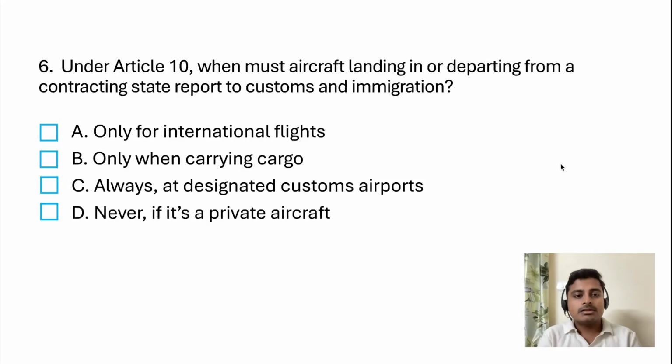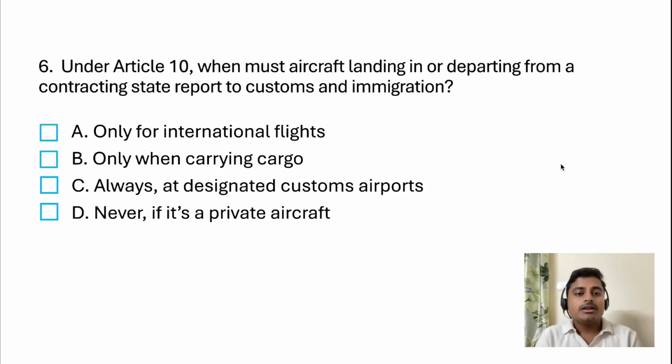Question number 6. Under Article 10, when must aircraft landing in or departing from a contracting state report to customs and immigration? So there's an international flight. It is landing or taking off from a particular country. When does it need to go through the customs and immigration, report to the customs and immigration? Is it only for international flights?